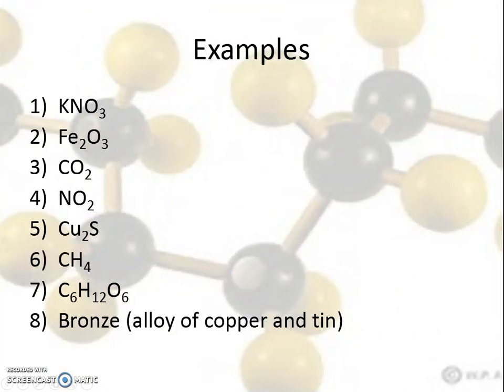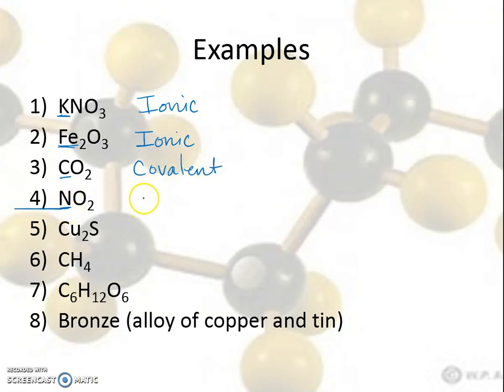How can you tell? All we're going to do is tell if it's ionic or covalent. Looking at this, this has a metal listed first, so it is an ionic compound. That easy. Iron is a metal, so it's an ionic compound. Carbon is a nonmetal, so it is a covalent compound. Nitrogen is a nonmetal, so it's covalent. Copper is a metal, ionic. Nonmetal, covalent. Nonmetal, covalent.